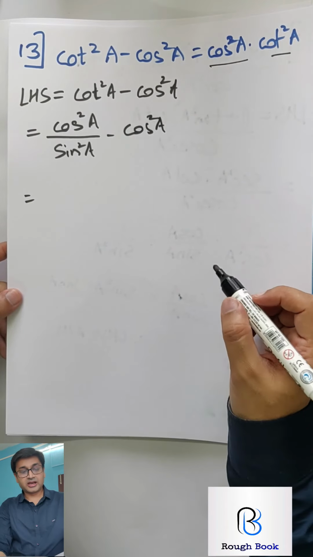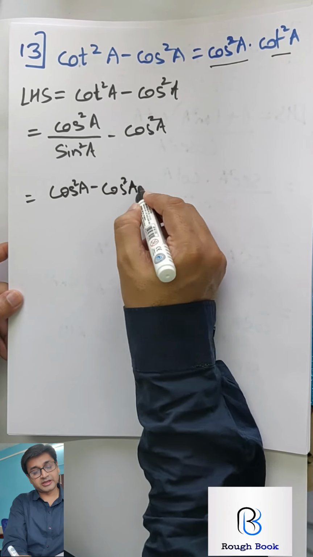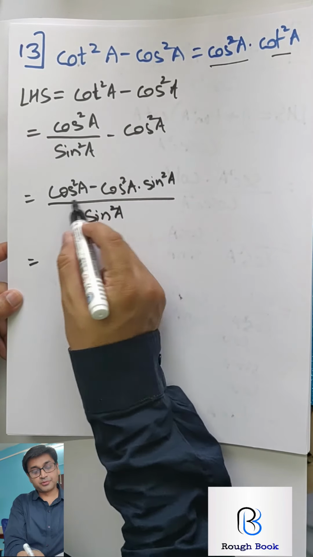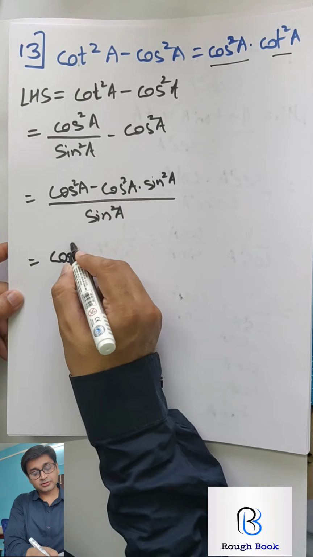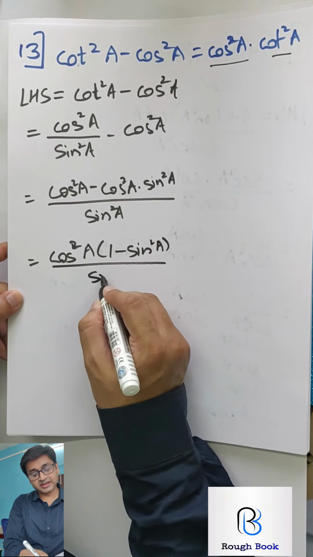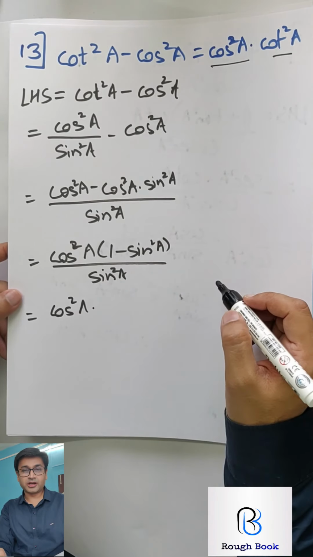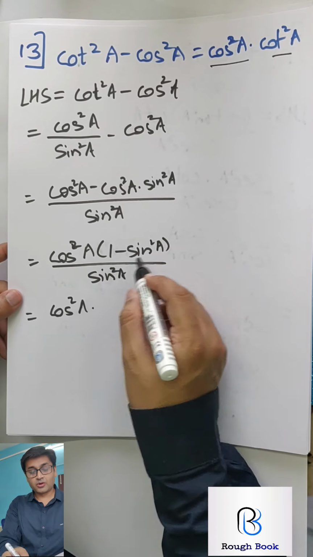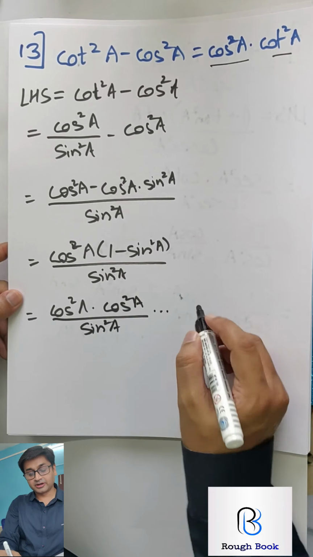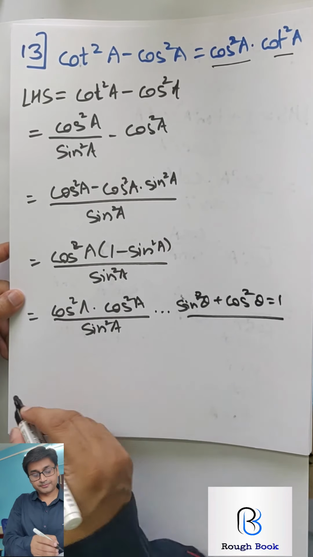What can I do now? I'll have to take the LCM. So I will get cos square A minus cos square A into sine square A, upon sine square A. I can pull out cos square A common. What will be left is 1 minus sine square A upon sine square A. So I will get cos square A into 1 minus sine square A. What is that? Some square ratio? Yes. 1 minus sine square A is cos square A. Write your reason over here, since sine square theta plus cos square theta equals 1.